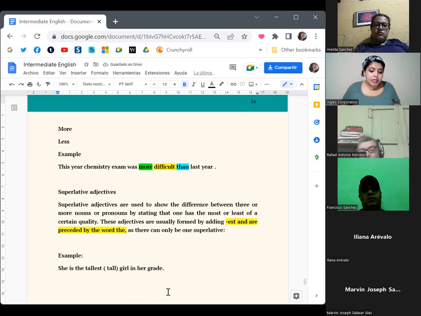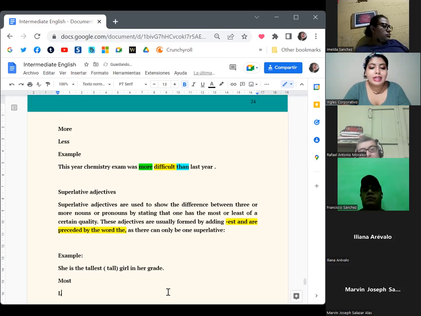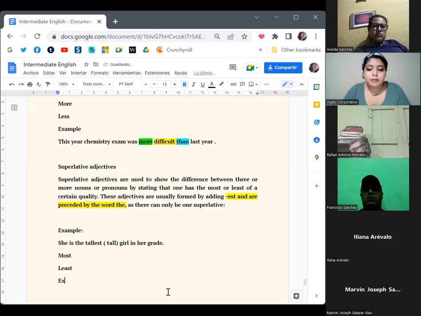And it says that some superlative adjectives are formed by adding the word most or least in front of the adjective and are preceded by the word the. This rule applies to adjectives that are two syllables or more and do not end in y. So again, with this kind of adjectives that are two or more syllables, long words, we are going to use most or least. In the first one, we use more or less, but in this case, we are going to use most or least. So we have the example.